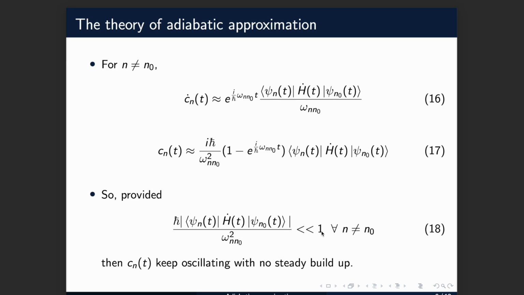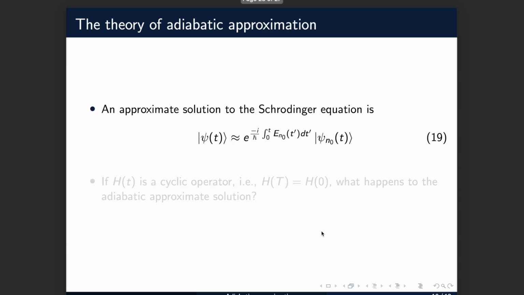This makes the state that starts in an eigenstate remain in the same eigenstate at a later instant of time. This is what is known as the adiabatic approximate solution to the Schrodinger wave equation.